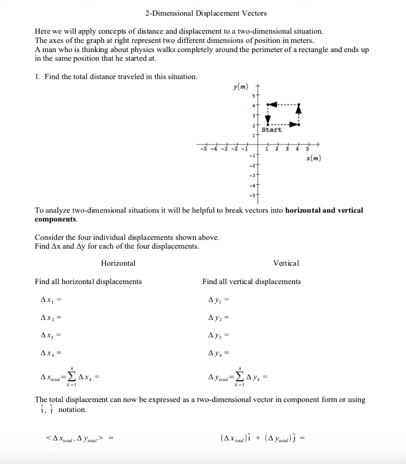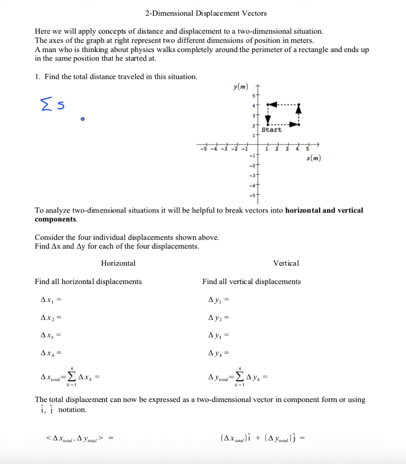Let's say that a person completely walks around the perimeter of a rectangle and ends up in the same position that he started in. Find the total distance traveled in this situation. So distance can be given the letter d or s. And what we want to do here is find the sum of the distances.